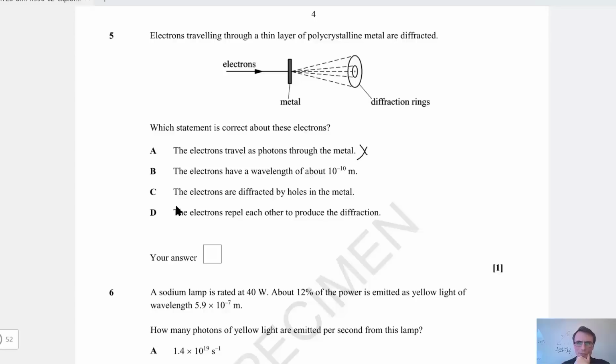The electrons are diffracted by holes in the metal. Well, they're diffracted by the molecular structure. I guess this here depends on the definition of what a hole actually is. I think they mean more of a macroscopic one, like a microscopic opening, but I'm going to go that this is probably incorrect. The electrons repel each other to produce the diffraction. That one here is rubbish. The correct answer is B.